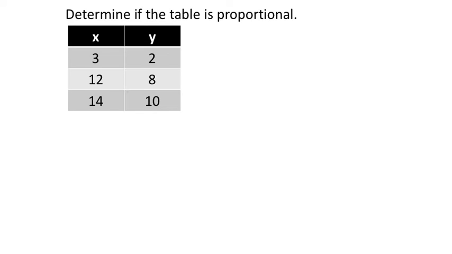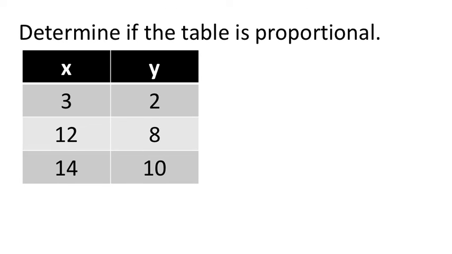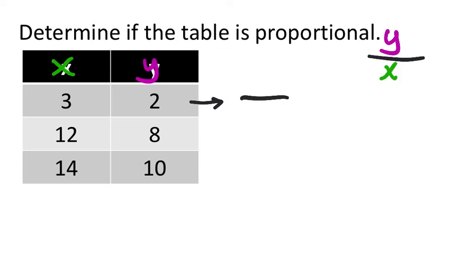Determine if the table is proportional. Fair enough. Let's do that. Remember, in each of our fractions, we're going to take the y value and divide it by the x value. If it is proportional, we'll say what the constant of proportionality is. On this example, we've got x's and y's, but you take the y value, which in this case is 2, and divide it by the x value, which is 3. As a decimal, this would be 0.6 repeating. All right, that's pretty good. Let's try the next set.